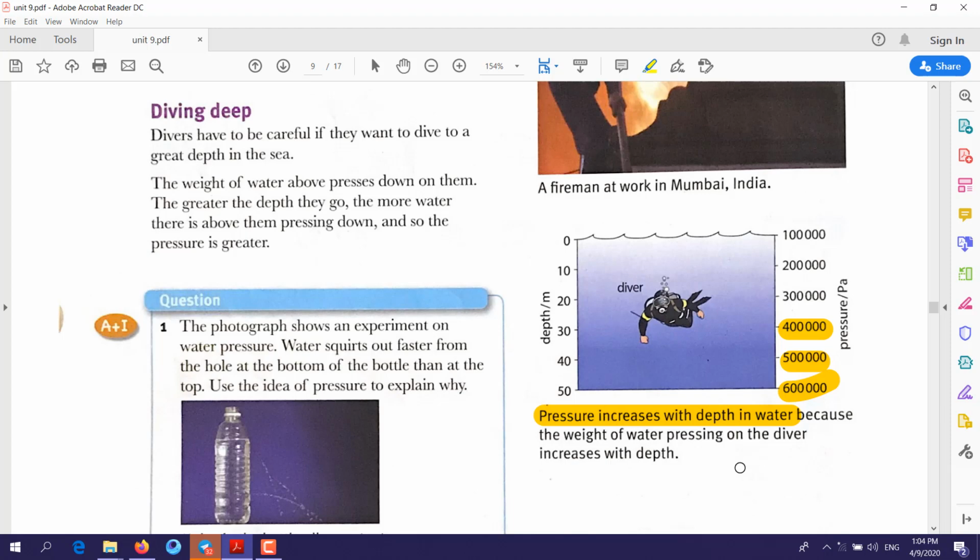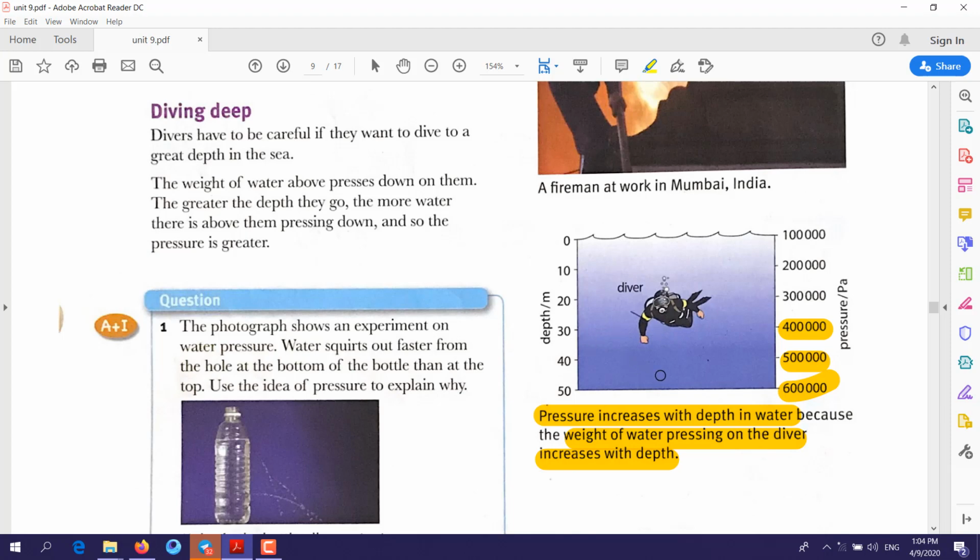Now, explanation for this. Why? Because the weight of water pressing on the diver increases with depth. What does that mean? The deeper this diver goes, the more weight of water will be on his body. More weight means more force. More force means more pressure.